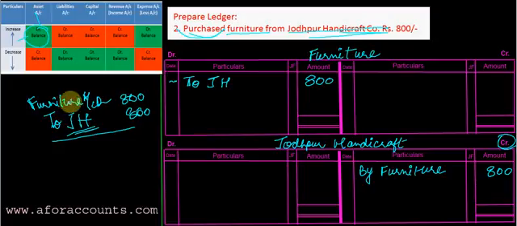See, furniture account debit to Jodhpur Handicraft. In the Jodhpur Handicraft account, you cannot have "to Jodhpur Handicraft." I am repeating this as in the earlier entry. So you need to have "by furniture account 800." This is the way you post an entry. Try as many entries as you can and then you will be good at posting the entries in a ledger.